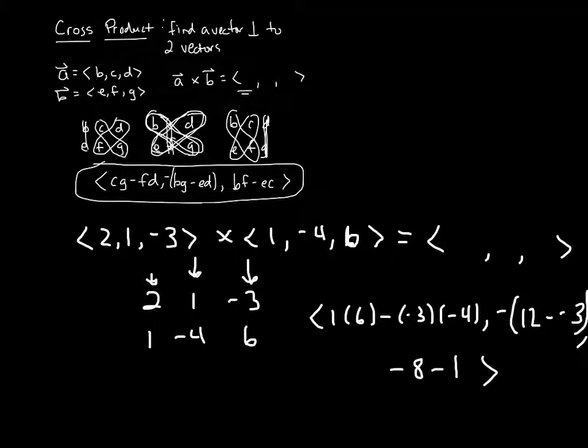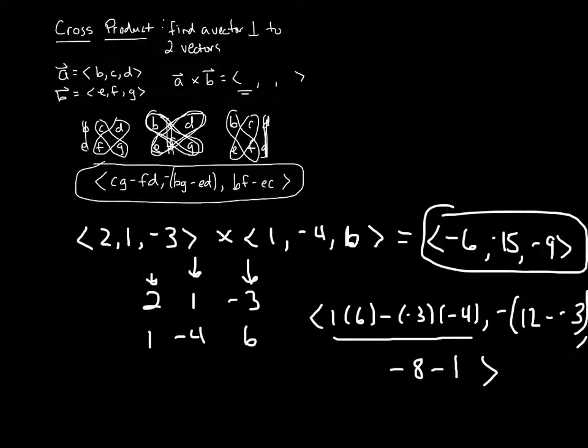So our first term is 6 minus 12, and that's going to be negative 6. Our second term, we do the opposite of 12 minus negative 3, so it's going to be negative 15. And then our last term would be negative 8 minus 1, which is negative 9. So this vector here is perpendicular to both 1, negative 4, 6, and also perpendicular to 2, 1, negative 3. If you do the dot product with these, you should get 0. So that is a basic introduction to the cross product.